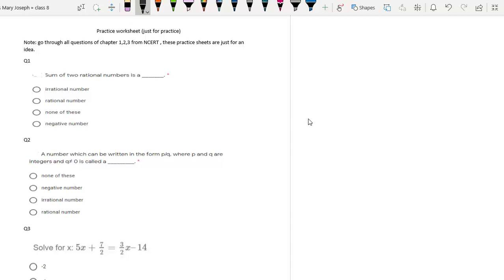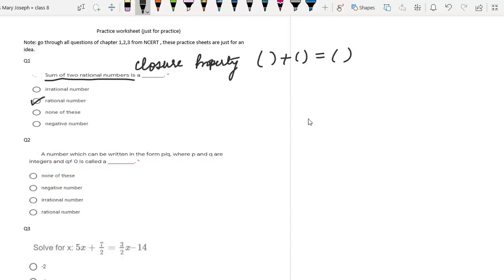In this, question number 1 is sum of two rational numbers is. We all know that addition of rational numbers is closed. That means it follows closure property. So whenever you add two rational numbers, the answer will always be a rational number. So the answer is rational number.